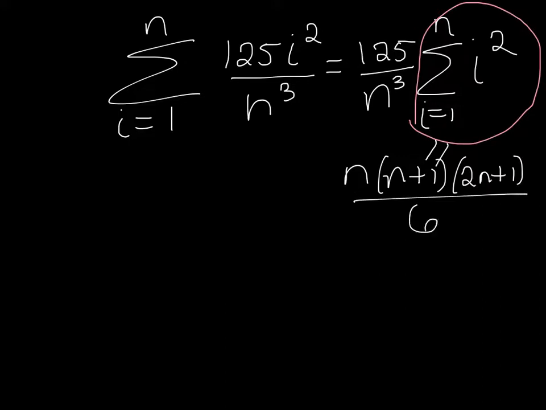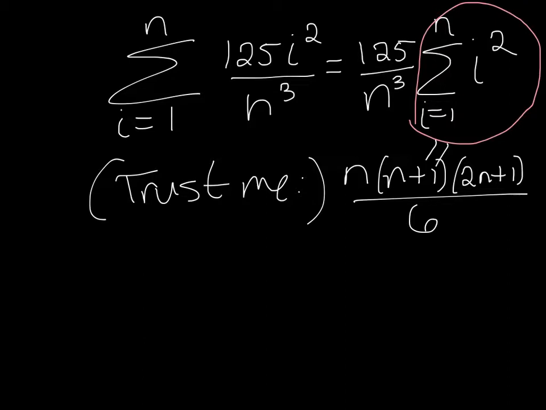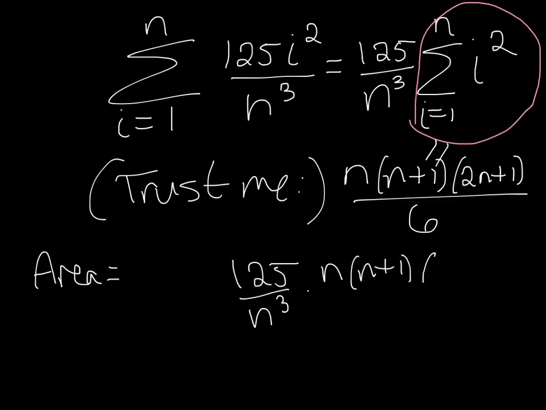over 6. For now, you'll just have to trust me on this one. But if you want to look into proving it, you can prove that using proof by induction. That's a topic for another lesson. So now our area is equal to 125 over n cubed times n plus 1 times 2n plus 1 over 6.